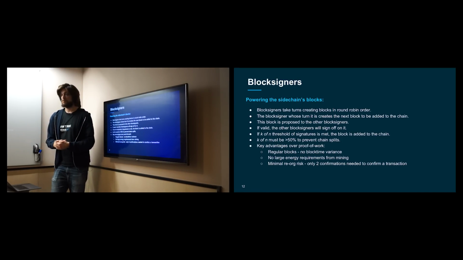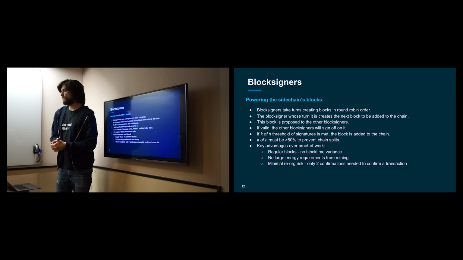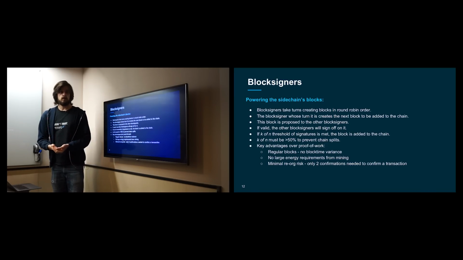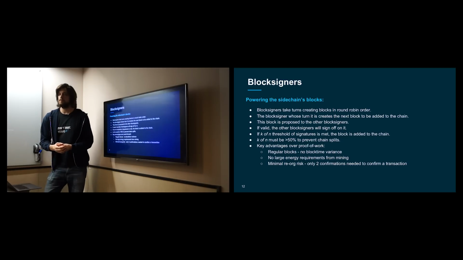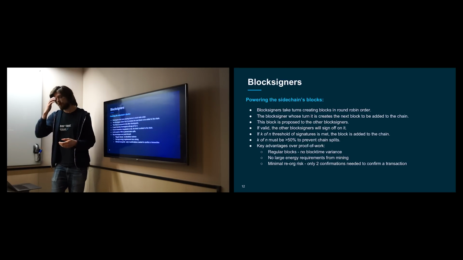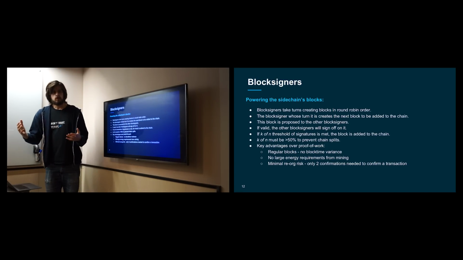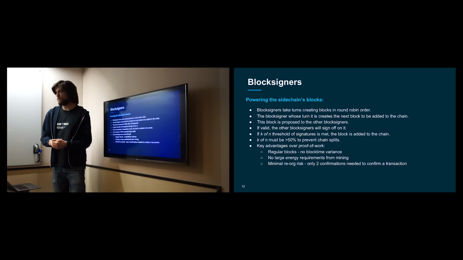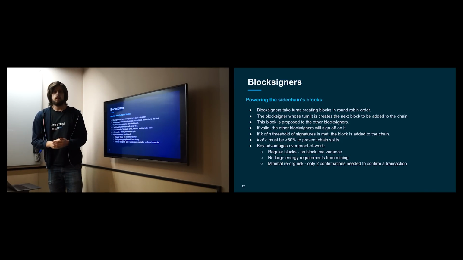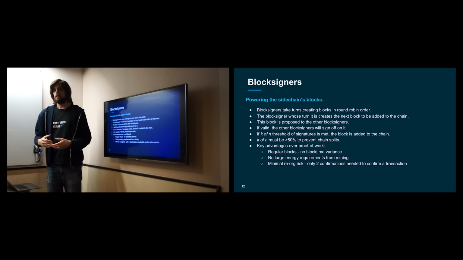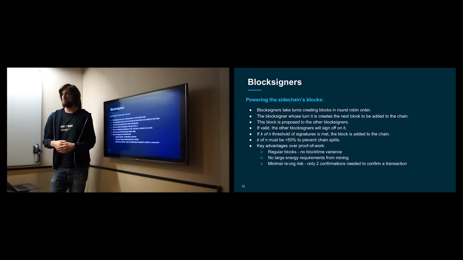This gives you a lot of advantages over proof of work. So you can see this is a very different trust model. You are trusting a majority of these block signers to do the role properly, but it lets you do regular blocks. So you don't have variance like you do in Bitcoin. Bitcoin right now is 10-minute blocks on average. Sometimes you get a few blocks in a minute, sometimes you have to wait hours. Here you can have regular blocks at whatever interval you've decided. You don't have a large energy requirement for mining, and there's really minimal reorg risk here. With Bitcoin mining, sometimes blocks can get rewritten one or two deep, and that's just a normal part of operation of the network. You don't really have that problem here.